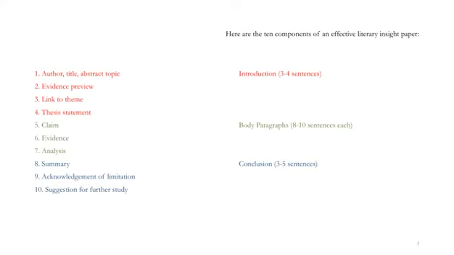Thank you. These are the 10 components that we'll be discussing in detail that go into your essays. We call them literary insight papers because you're writing about literature. There are 4 components in an introduction: author, title, abstract topic; evidence preview; link to theme; and thesis statement. Those are the only 4 things we ever want to see in an introduction.